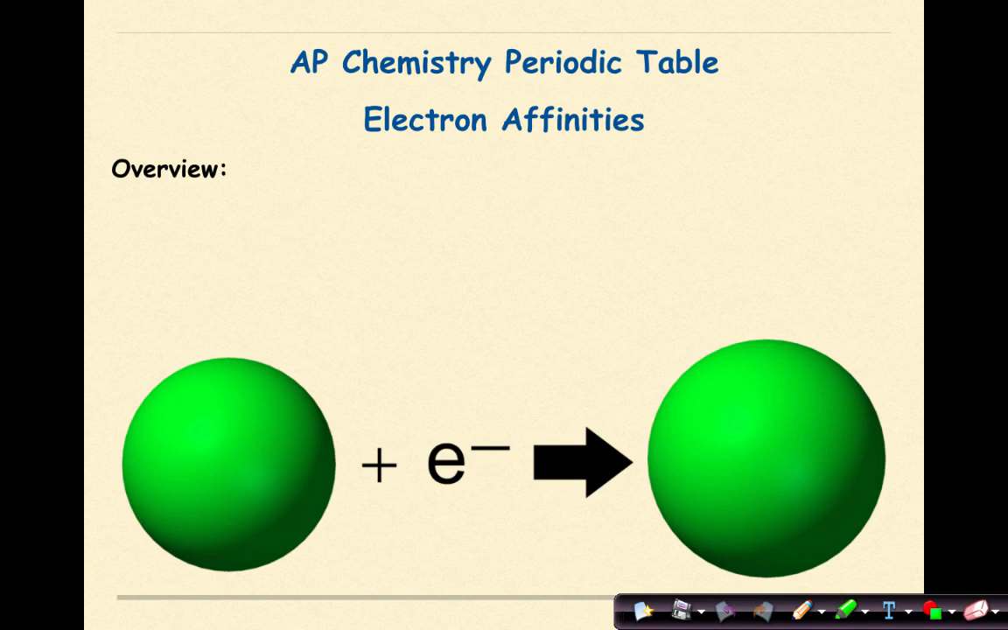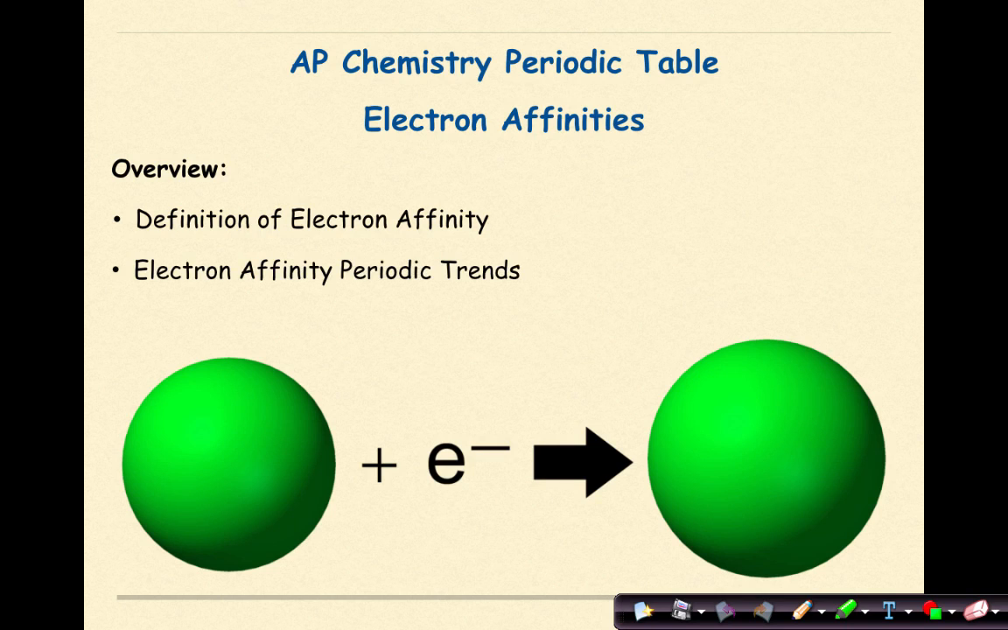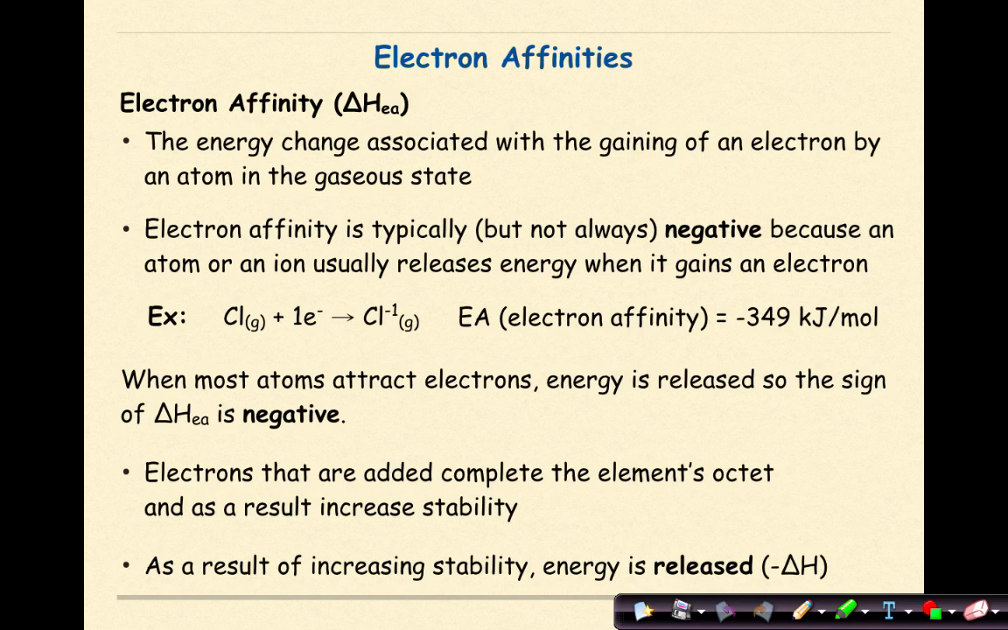AP Chemistry Periodic Table Electron Affinities. Specifically, what we're going to look at today is the definition of electron affinity, electron affinity periodic trends, and anomalies involving electron affinity.